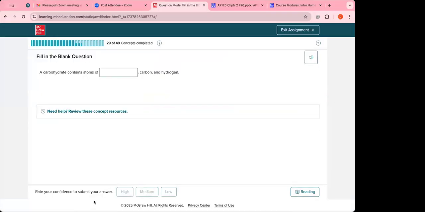A carbohydrate contains atoms of blank, carbon, and hydrogen. So if they're carbohydrates, they contain three things. They gave you carbon and hydrogen. What's the other one?